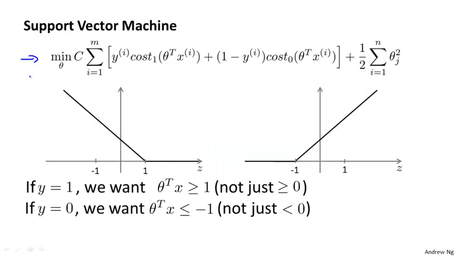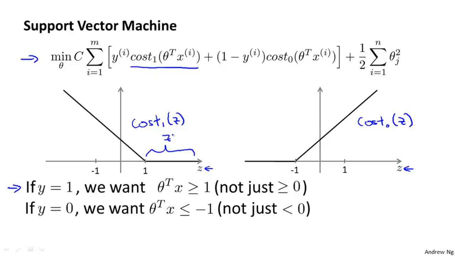Here's my cost function for the support vector machine, where on the left I've plotted my cost1 of z function that I use for positive examples, and on the right I've plotted my cost0 of z function, with z on the horizontal axis. Now, let's think about what it takes to make these cost functions small. If you have a positive example, so if y is equal to 1, then cost1 of z is 0 only when z is greater than or equal to 1. So in other words, if you have a positive example, we really want theta transpose x to be greater than or equal to 1.